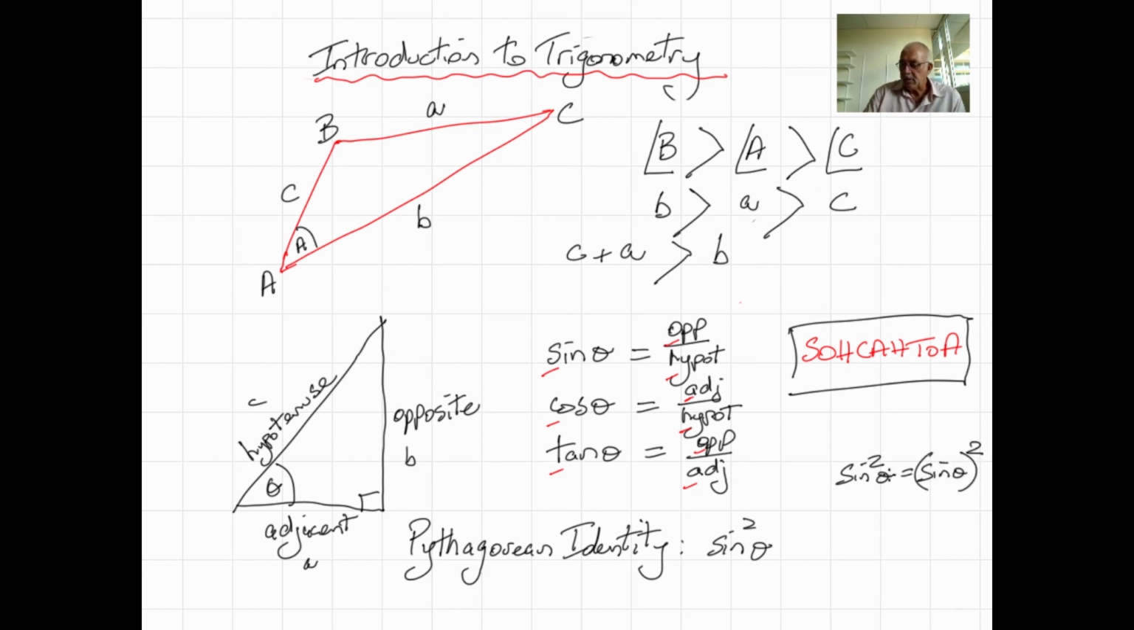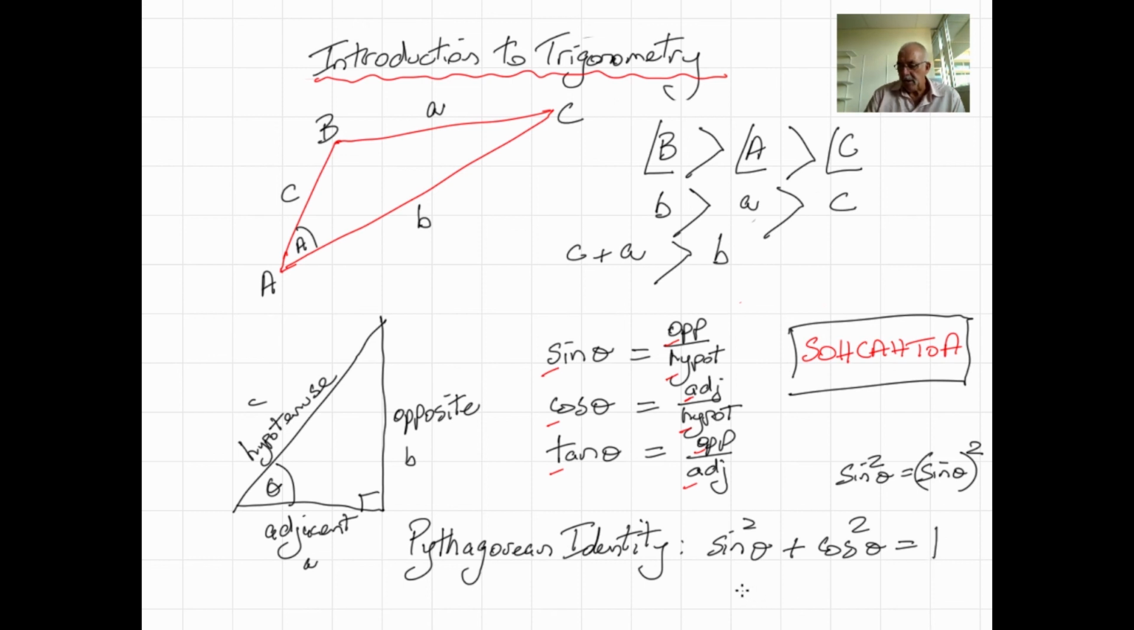We don't put the square next to the theta because there would be a chance that we would square the angle and then find the sine of that. So to take away that ambiguity, sine squared theta is sine of theta all squared. So the Pythagorean identity is that sine squared theta plus cos squared theta is equal to 1.